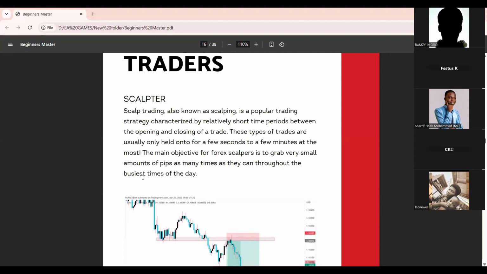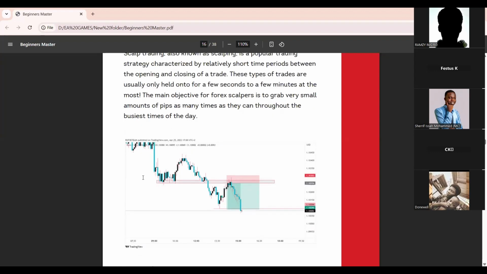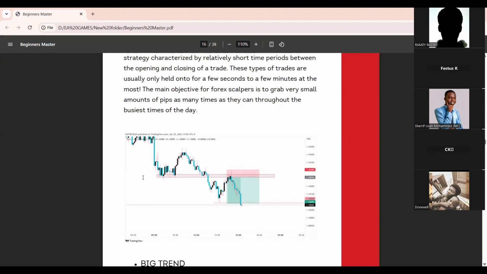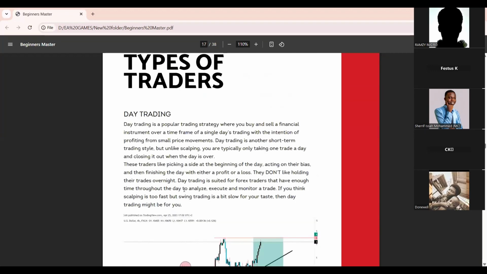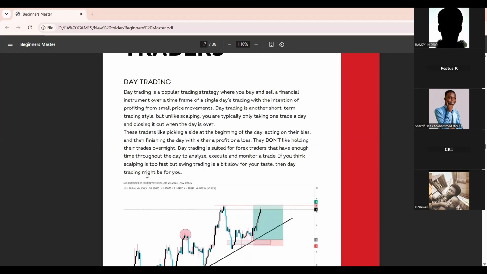They don't spend a lot of time on the chart, and all they do is get in, get out fast. So they can be on the chart for like 5 minutes, 10 minutes, 15 minutes, and they are done. Yes. And for swingers, they just hold the trade for a long time.